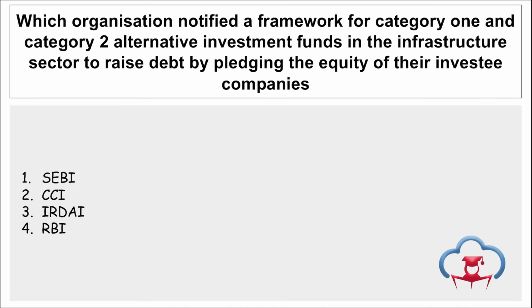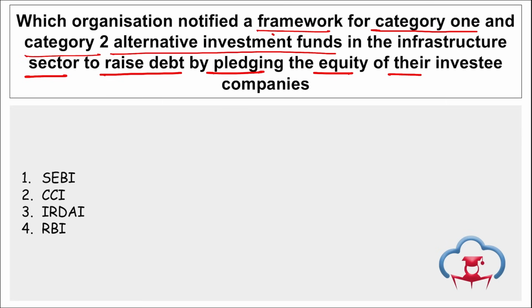Next, remember which organization notified a framework for Category 1 and Category 2 alternative investment funds in the infrastructure sector to raise debt by pledging the equity of their investee companies. Tell me which organization? It is SEBI, Securities and Exchange Board of India. They notified a framework for Category 1 and Category 2 AIFs in the infrastructure sector to raise debt by pledging equity of their investee companies. Right? Take a note of this.